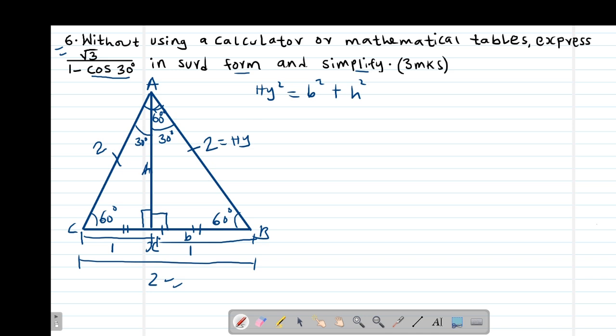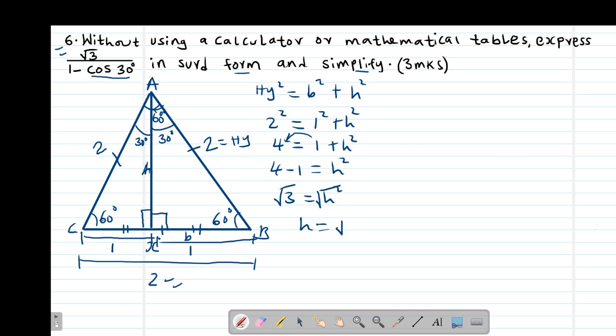The hypotenuse is 2 in this case, so 2 squared must be equal to, our base is 1, so 1 squared, plus height squared. So 2 squared is 4, equals 1 squared which is 1, plus h squared. If I take 1 to this other side, I'll have 4 minus 1 equal to h squared, and therefore 3 equals h squared. If I take square roots on both sides, h will be equal to the root of 3. Therefore, this side, which is our h, will be equal to the root of 3.